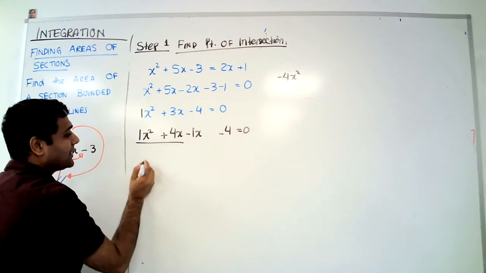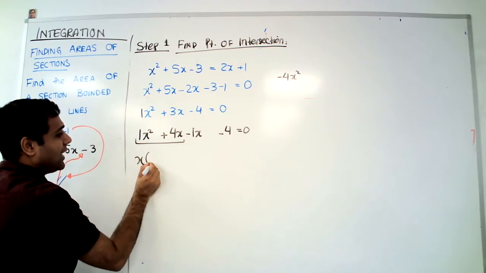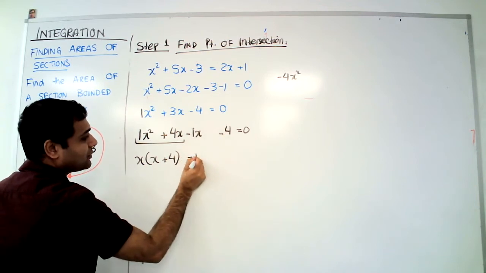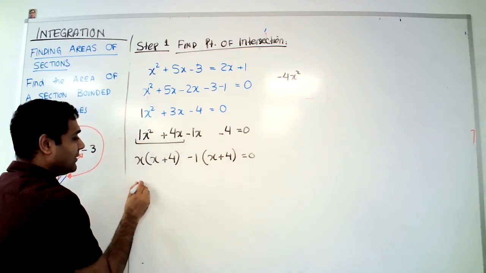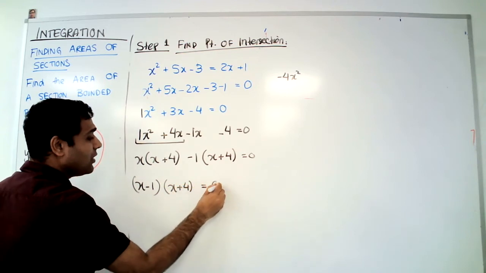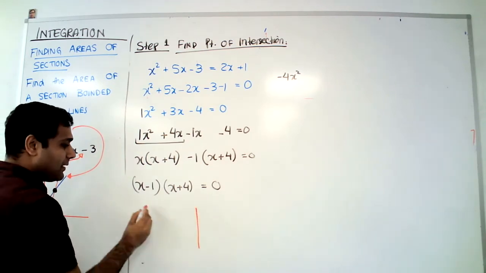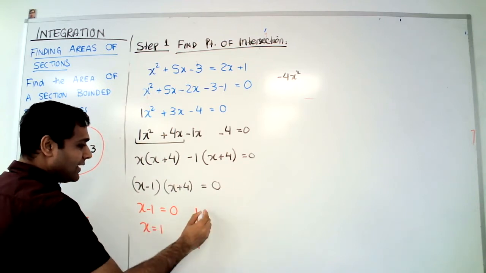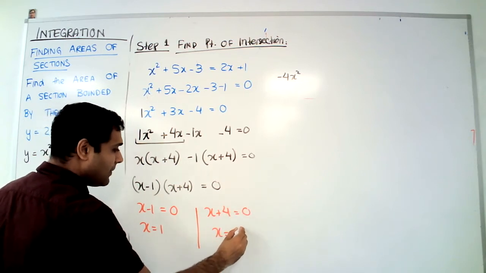Now, from these first two things, what's common? X is common. So I get x plus 4. What's common here? Nothing, but minus 1 is common. So x plus 4 is left. So when I factorize, it becomes x minus 1 and x plus 4 equals 0. When you get that, you need to split that into two parts. X minus 1 equals 0, which means x is 1. And x plus 4 equals 0, which means x equals minus 4.